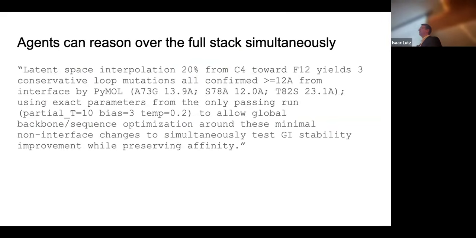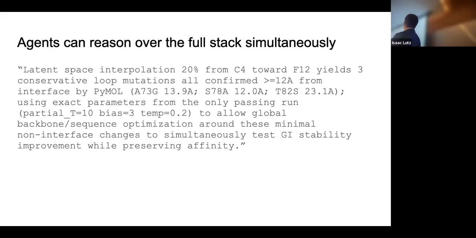And what we can actually see in the logs of these agents is that they're able to reason over the full stack simultaneously. So you see things like: we're doing latent space interpolation from one experimental design to another. We're finding appropriate mutations that are yielded by that interpolation. We make sure that they're far away from the interface using PyMOL, so reasoning over structure. We take parameters explored and tested through previous runs, so the history of hypotheses, in terms of an understanding of how the protein design models work. We feed that back in.